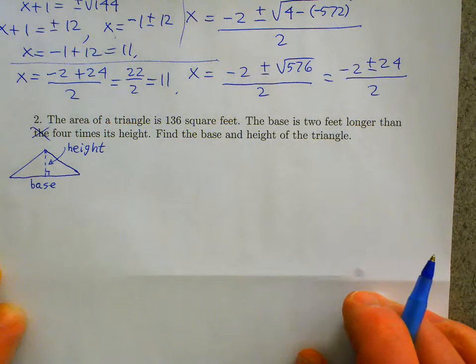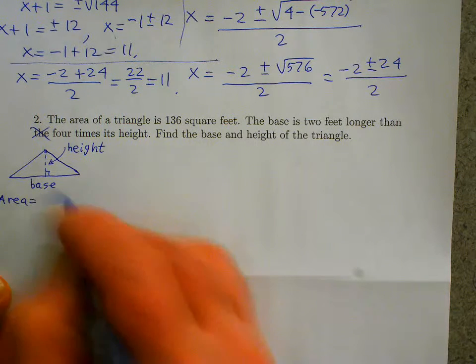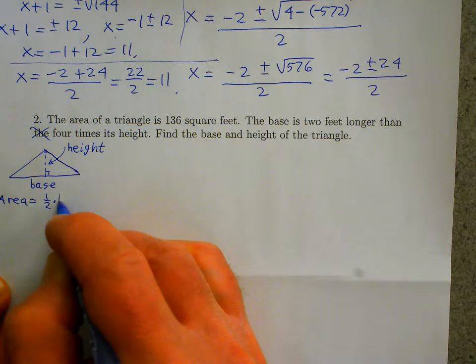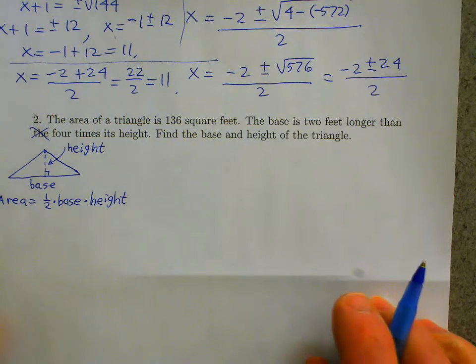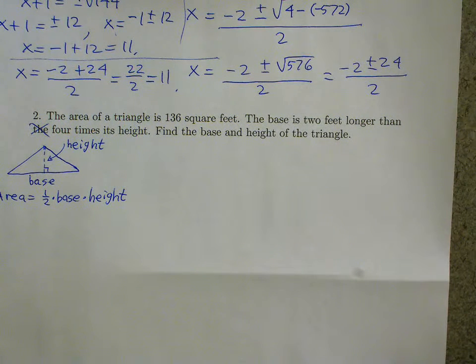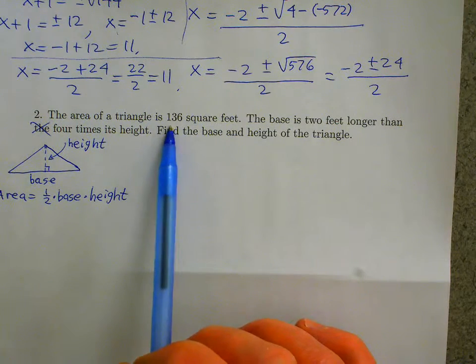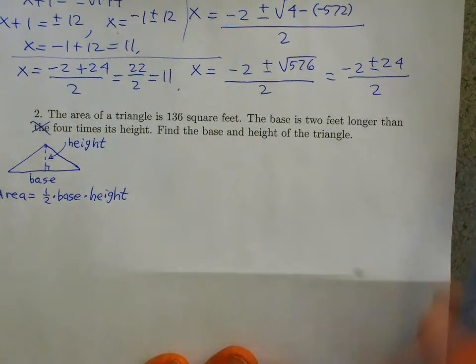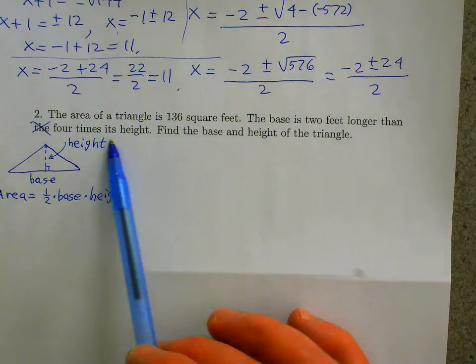of the triangle. And it turns out that the area of a triangle is 1/2 times the base times the height. So for any triangle, the area is 1/2 times the base times the height. Okay, so we're given some information about a triangle. We're told that the area is 136 square feet. And we're told that the base is 2 feet longer than 4 times its height.